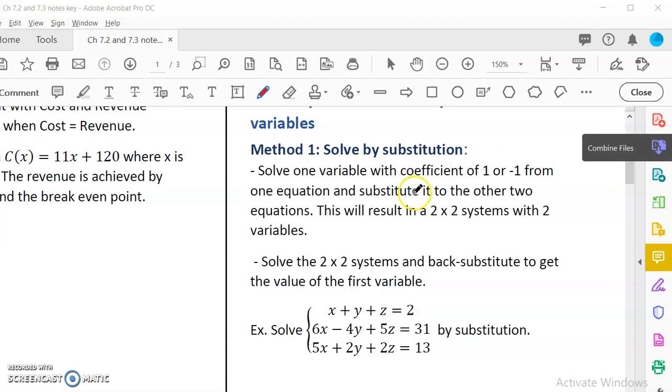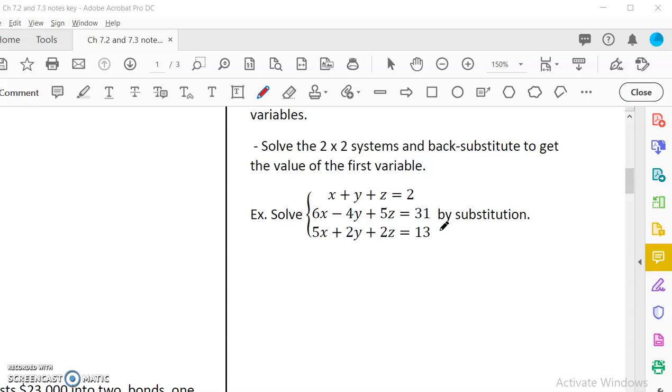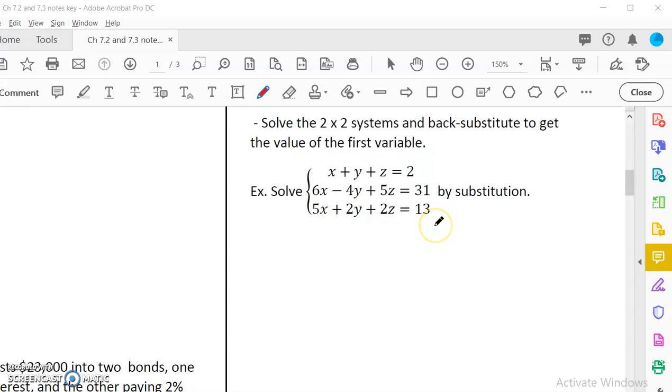It's very similar to when you solve 2 by 2. You look for one variable that has a coefficient of 1 or -1 in one of the equations, and then you solve it in terms of the other variables, and you substitute this into the other two equations. After you do the substitution, you would have a 2 by 2 system, and you can solve the 2 by 2 system. You get the original variable back by back substitution. So let's look at this.